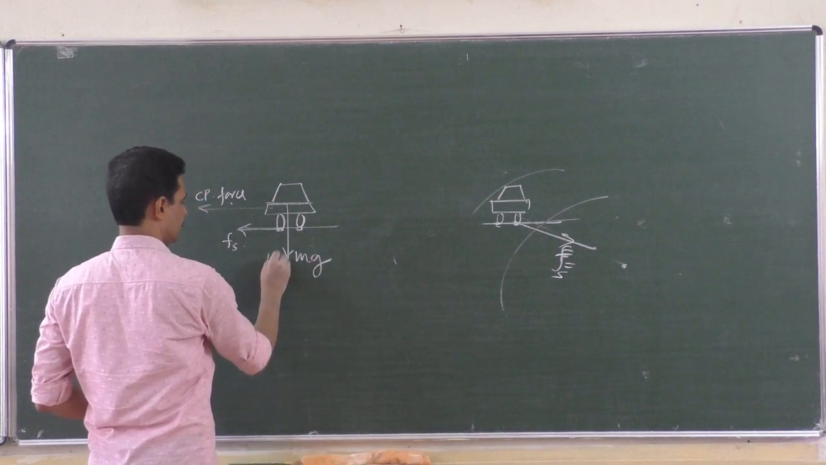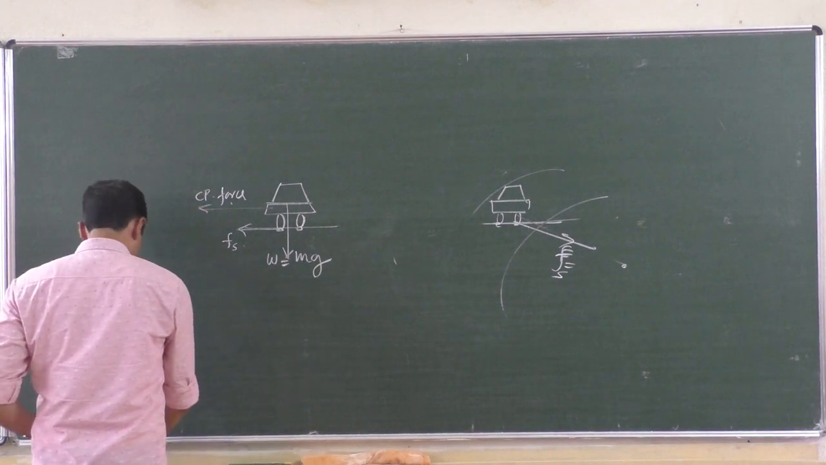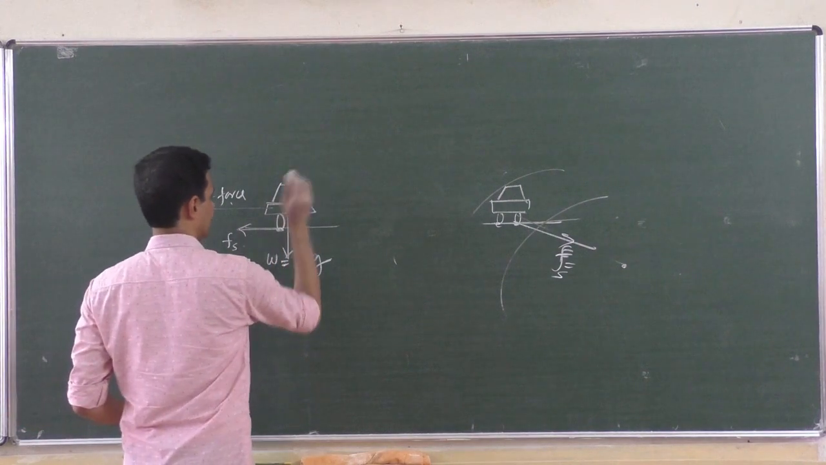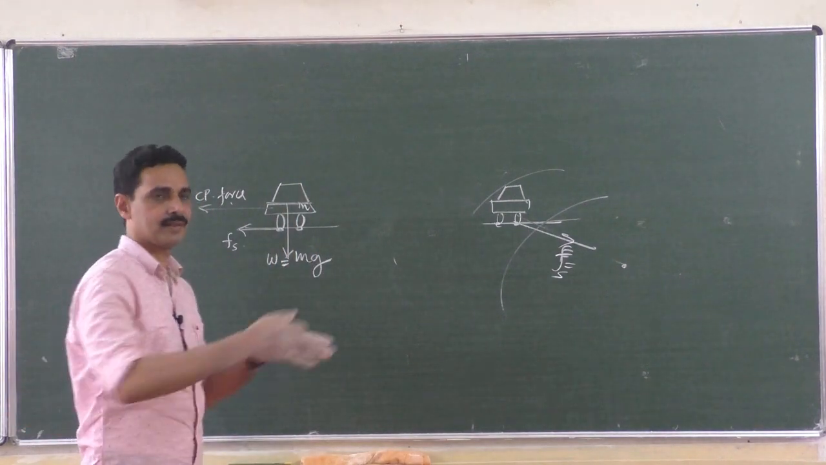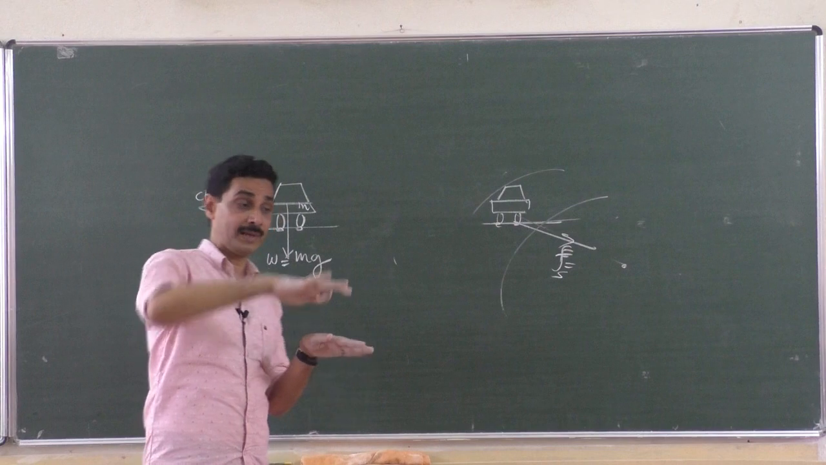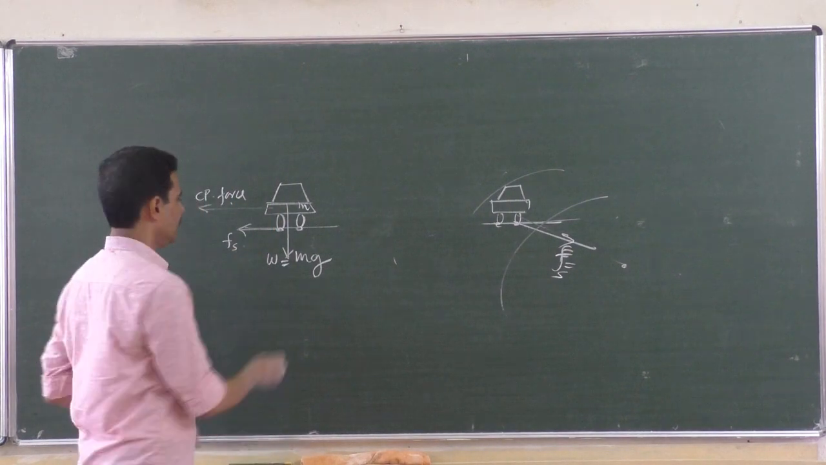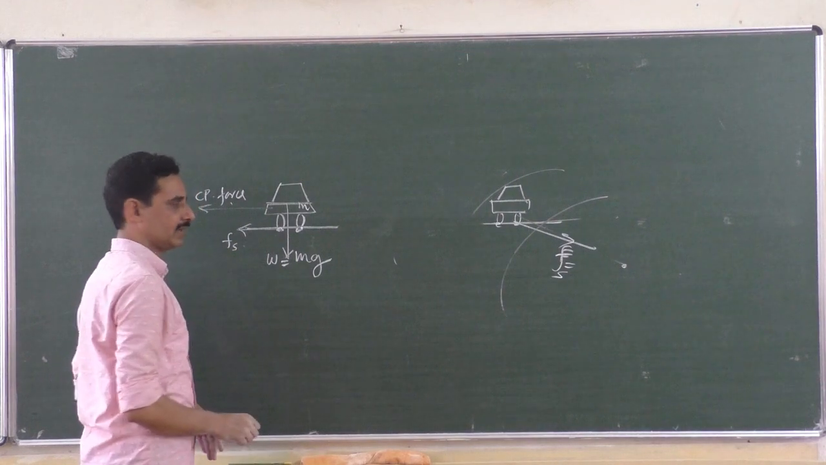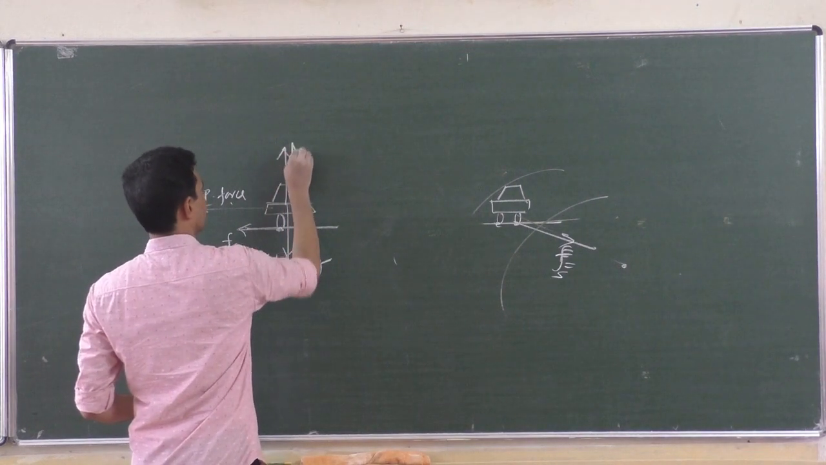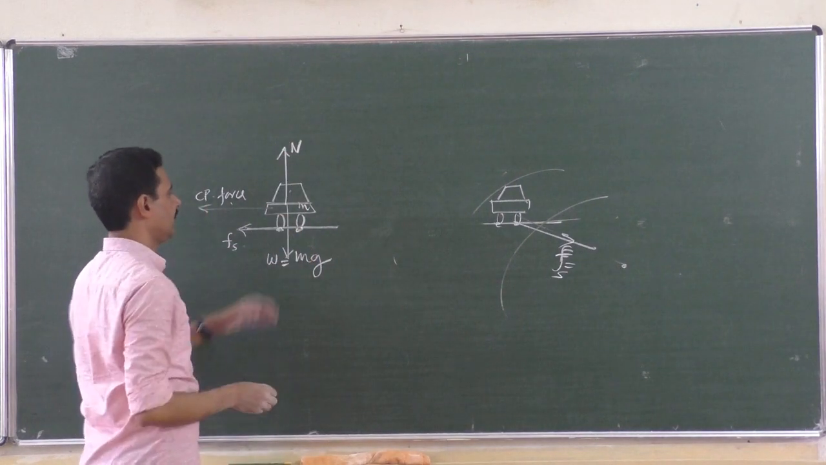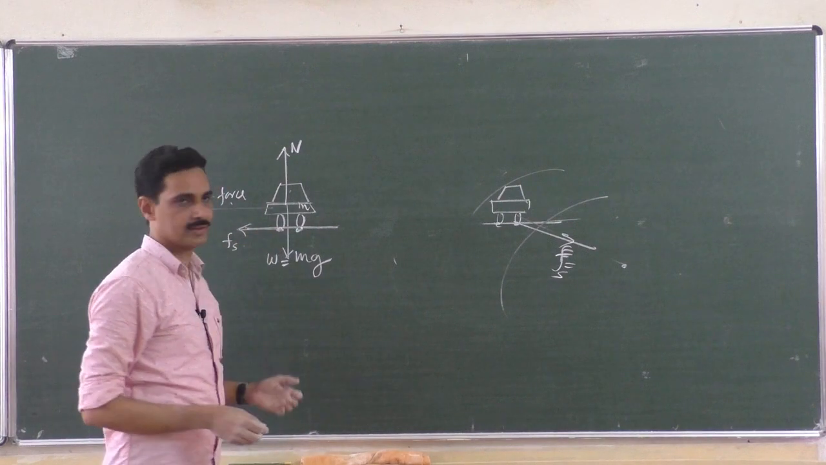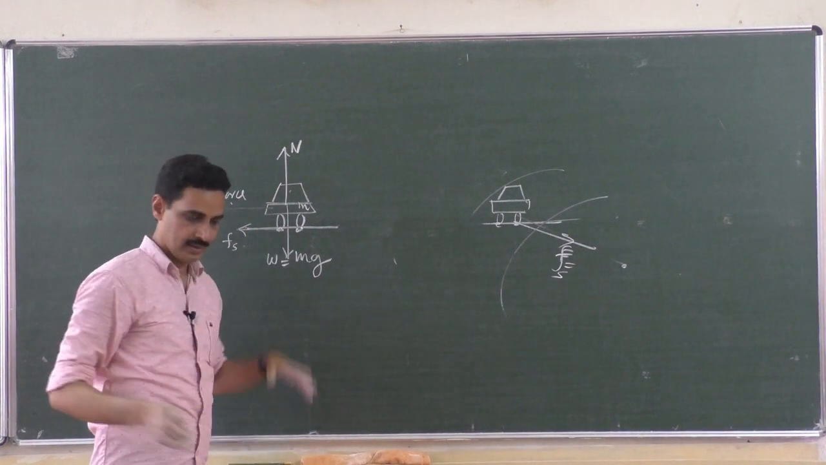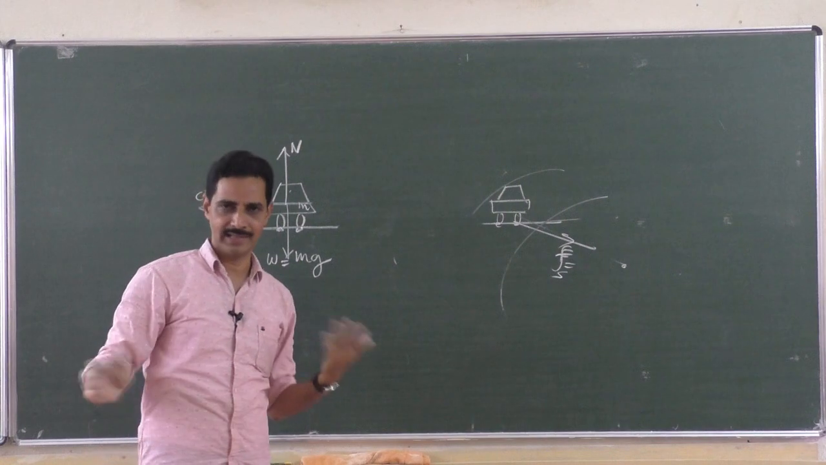mg weight. So consider a vehicle of mass m taking a turn. When the vehicle takes a turn on a level road, its weight is acting vertically downwards and the normal reaction from the ground will be acting vertically upwards. So they balance each other, so that balancing force gets cancelled.